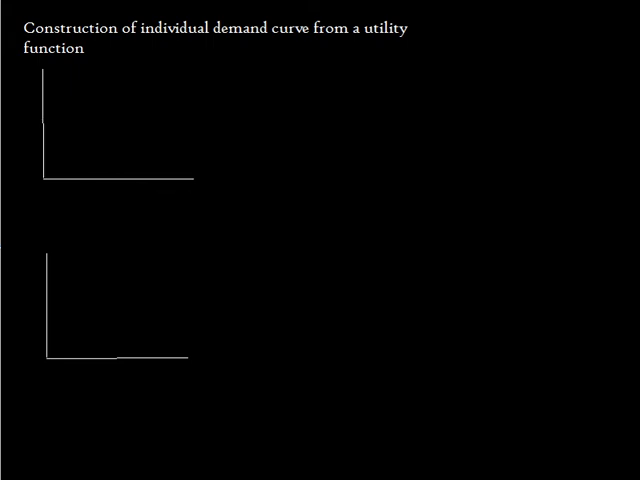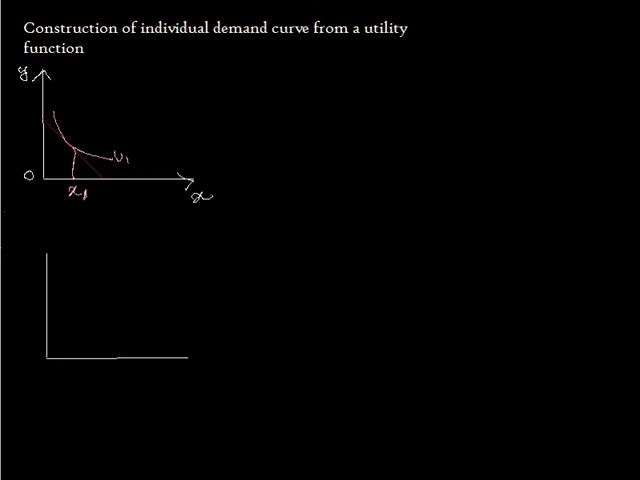Okay, now we need to construct the individual demand curve from a given utility function. So what we'll do is this. Suppose these are our x and y axes, the quantity demanded of x and the quantity for y. Now this is our initial budget line, and this is our initial indifference curve, say u1. The amount of x which is consumed at this equilibrium is say x1, fine.